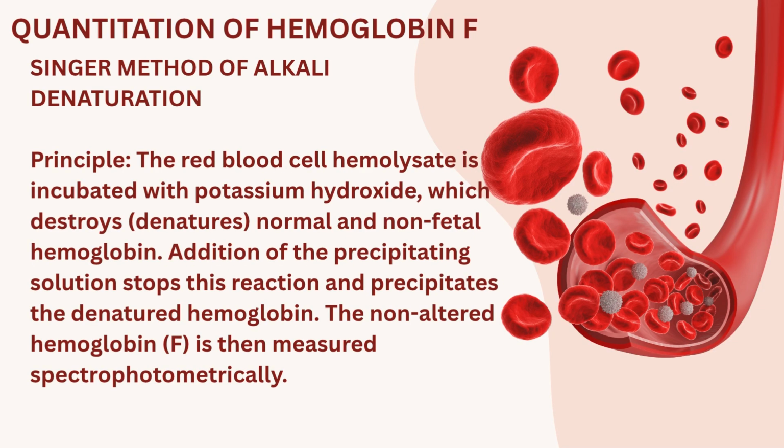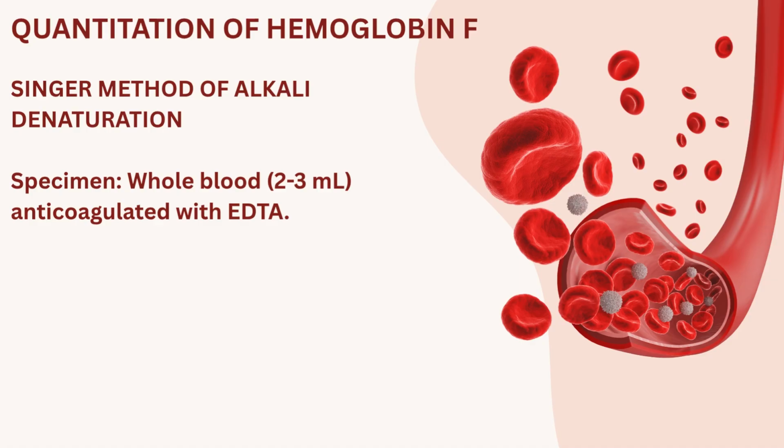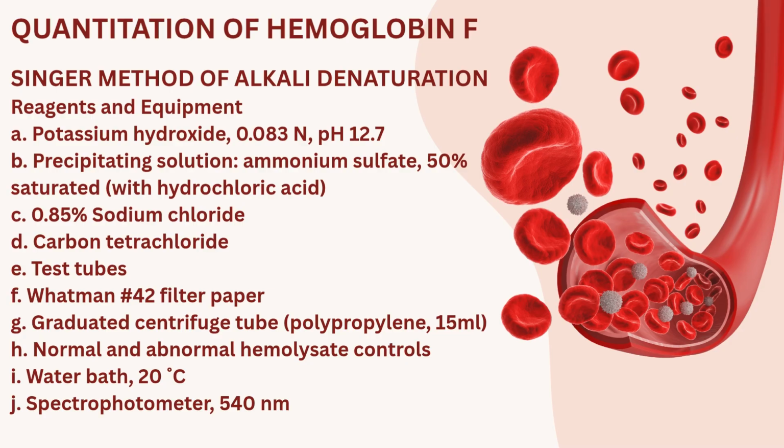Now let's go to the Singer method of alkali denaturation. So the principle is the red blood cell hemolysate is incubated with potassium hydroxide, which destroys normal and non-fetal hemoglobin. Addition of the precipitating solution stops this reaction and precipitates the denatured hemoglobin. The non-altered hemoglobin is then measured spectrophotometrically. So the specimen is whole blood anticoagulated with EDTA.